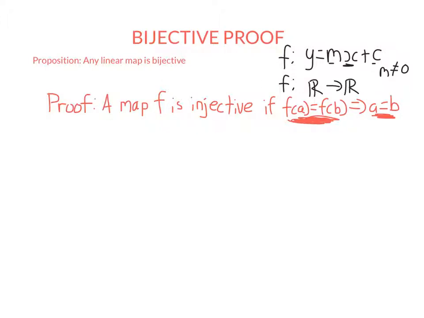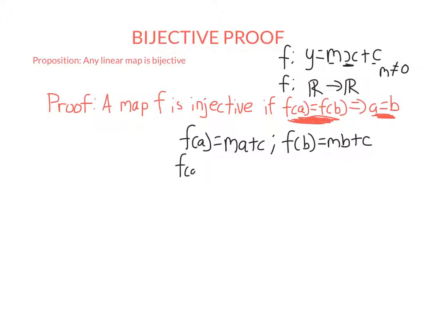So what would f of a be? Well, what it means is I've just taken some number a and applied the map. So f of a will be m times a plus c. Similarly, f of b will be applying the map to b. So if these two are equal, so if f(a) equals f(b), then I have this equals this. But I can just subtract c from both sides and I get ma equals mb.